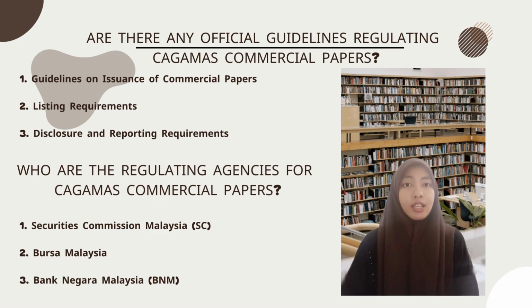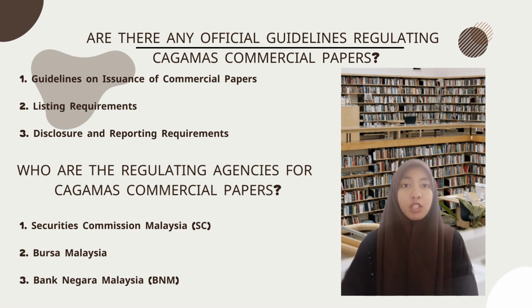Second is listing requirements. If Cagamas commercial papers are listed on a stock exchange or traded on a regulated platform, they are subject to the listing requirements set forth by the respective exchange or platform. These requirements typically include criteria related to eligibility, reporting obligations, and ongoing compliance.